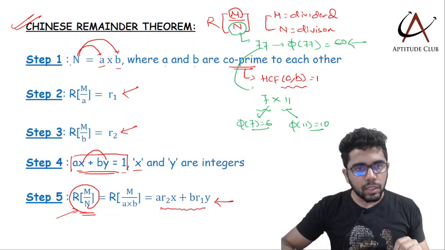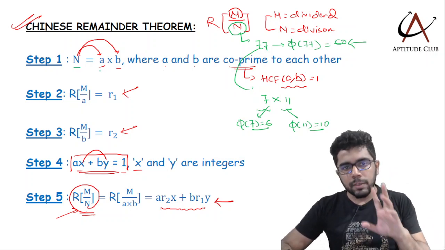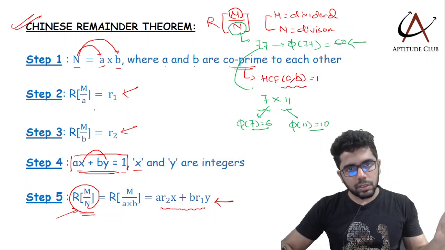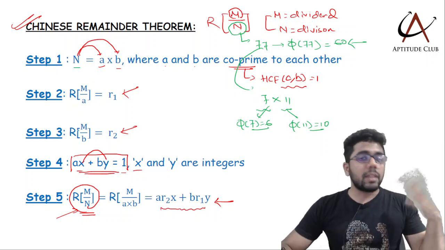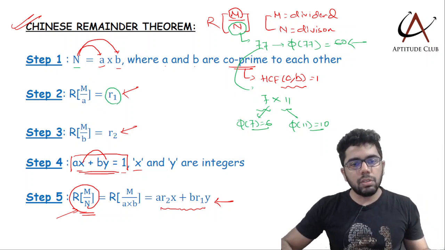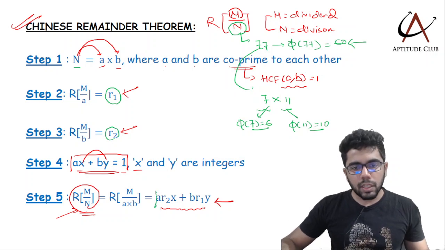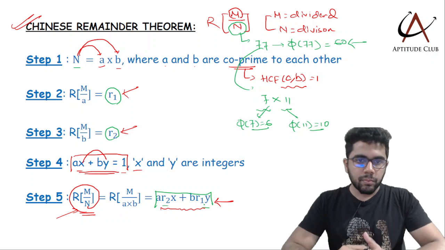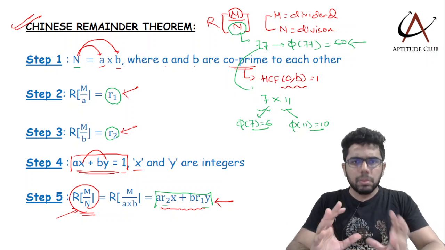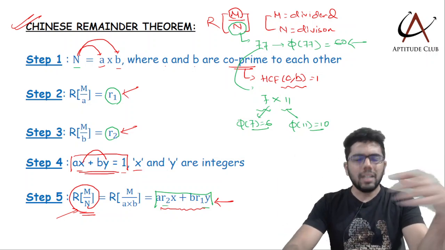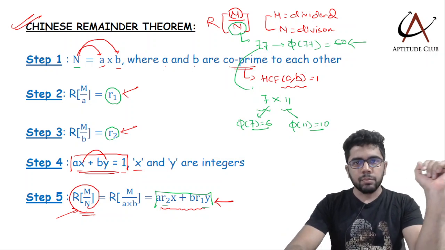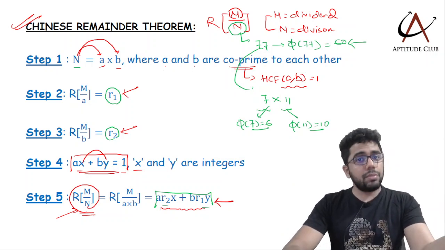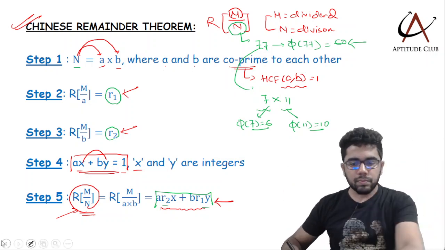So that is why I'll split n as a into b, divide the total number by a first, and then by b, calculate the individual remainders, and then this is your final answer, a r2x plus b r1y. It may seem like you have to memorize it a bit, but try and understand the logic first, and slowly with practice you will get there. So that question, 3 to the power 52, let us see how it can be solved.